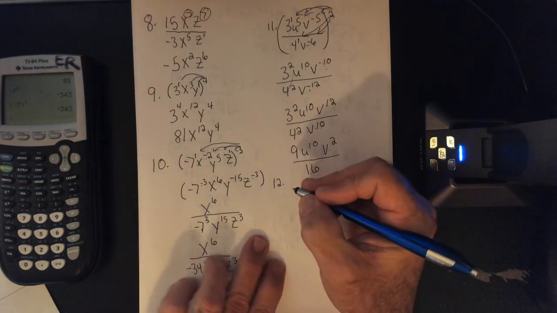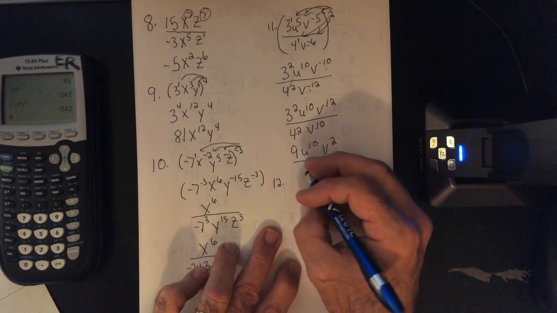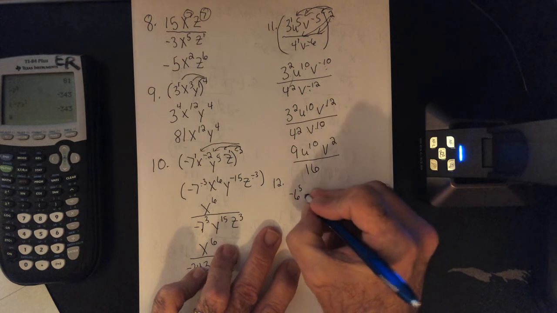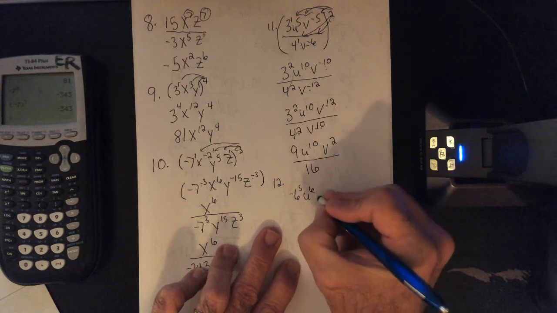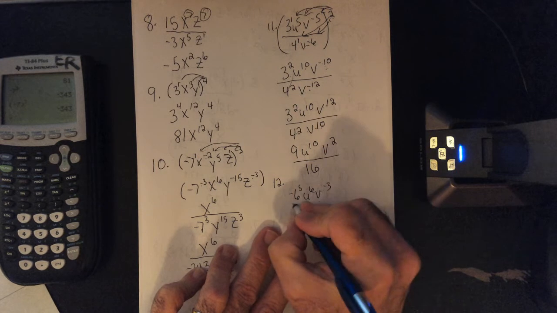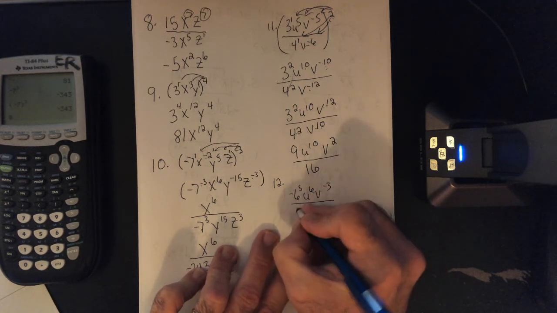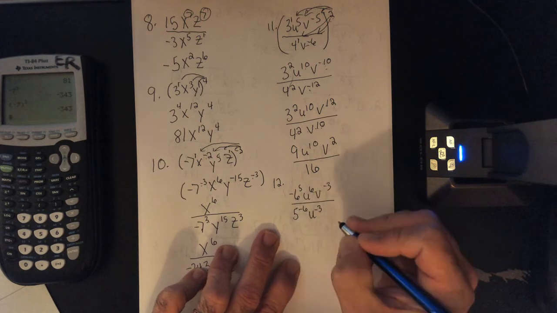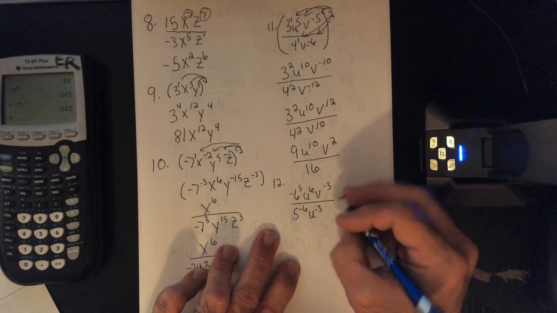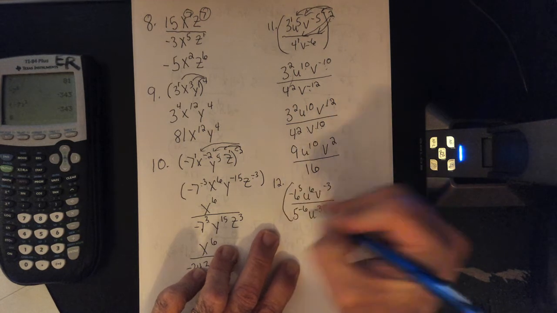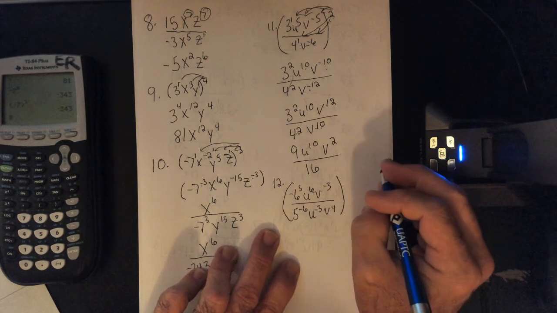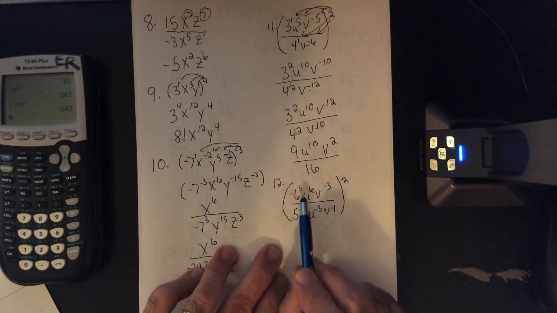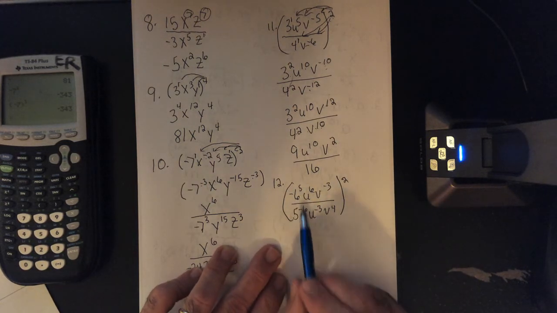Alright, y'all, number 12 is another big one. Negative 6 to the 5th, U to the 6th, V to the negative 3rd, over 5 to the negative 6, U to the negative 3rd, V to the 4th, all of this to the second power. Now this one don't want me to evaluate it because these numbers would be so big with these big exponents.